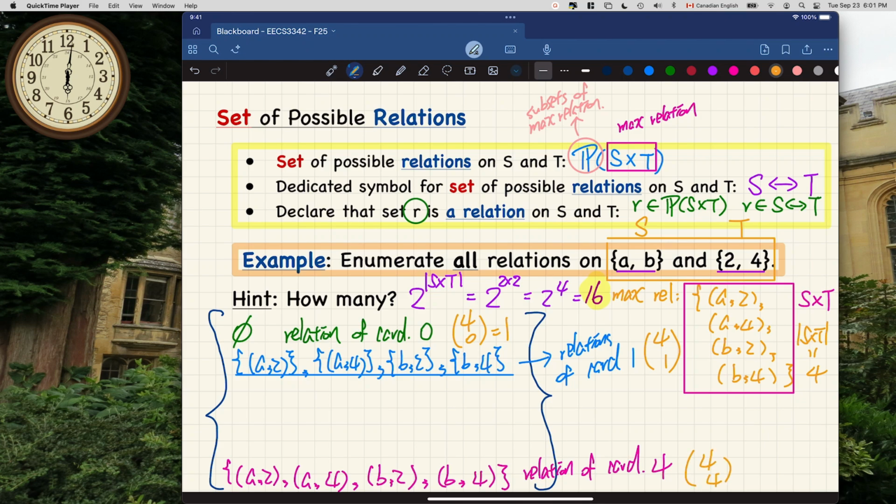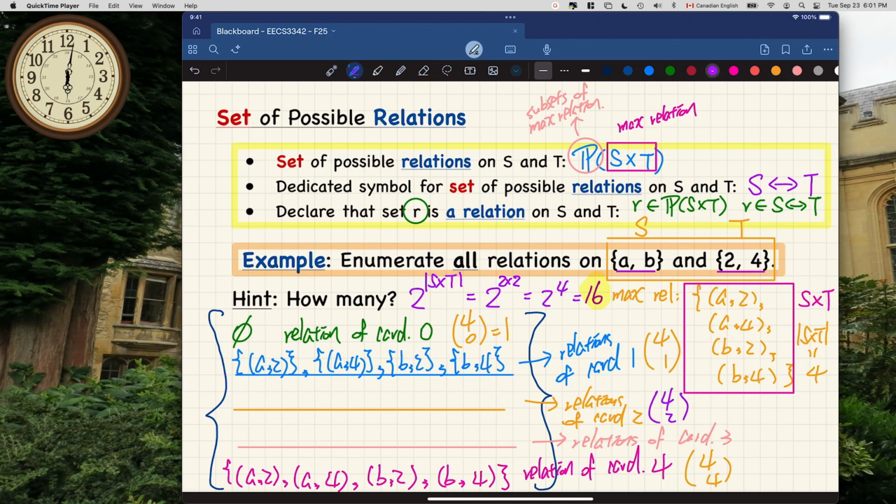Okay, so finally, for the other two, I'm going to let you do it. We've got one here, relations of cardinality 2 and also relations of cardinality 3. You're going to put them all together. This one here can be 4 choose 2, and this one 4 choose 3. If you add them up together, it's going to be 16. It could be a little bit of a tedious exercise, but you have to be very patient and also systematic about doing this.